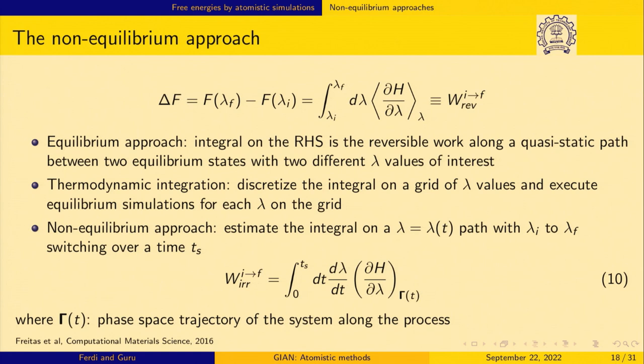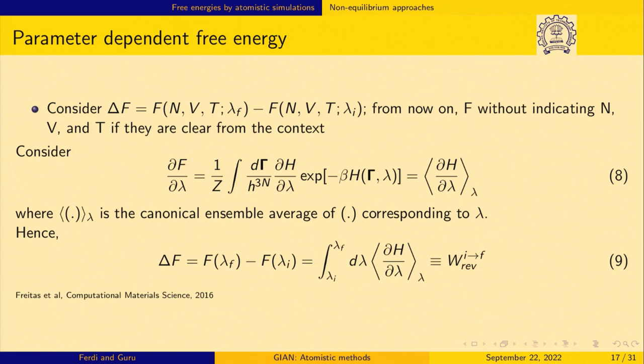In the equilibrium approach, the integral on the right hand side is done along the quasi-static path. That is the thermodynamic integration. You discretize the integral on a grid of lambda values and execute equilibrium simulations for each lambda on the grid. But in the non-equilibrium approach, we estimate the integral along the path lambda equal to lambda t, with lambda going from lambda i to lambda f, switching over a time ts. So we are saying that it is the integral of dt, d lambda by dt, dou h by dou lambda as a function of gamma t, that is the phase space trajectory, right? What we are introducing here is that d lambda can be replaced by d lambda by dt times dt, right? So that is all we are doing.